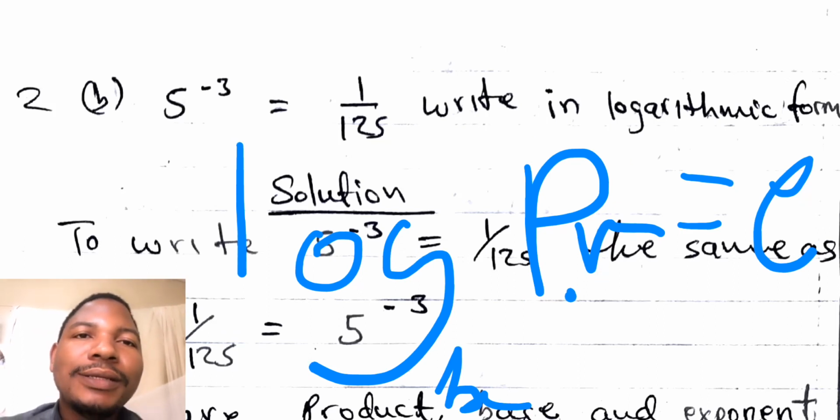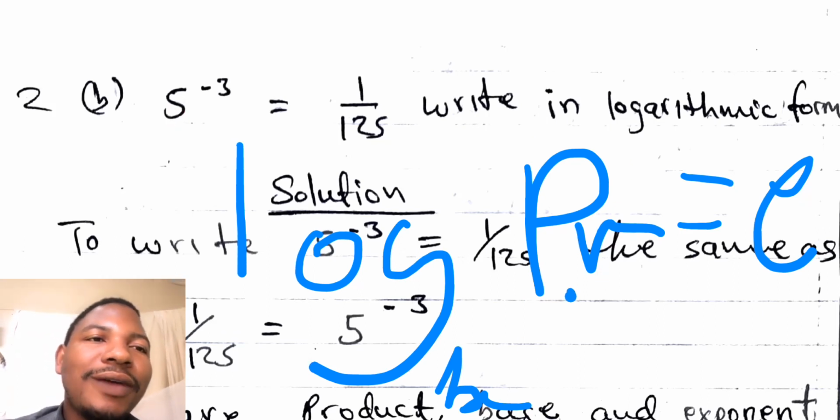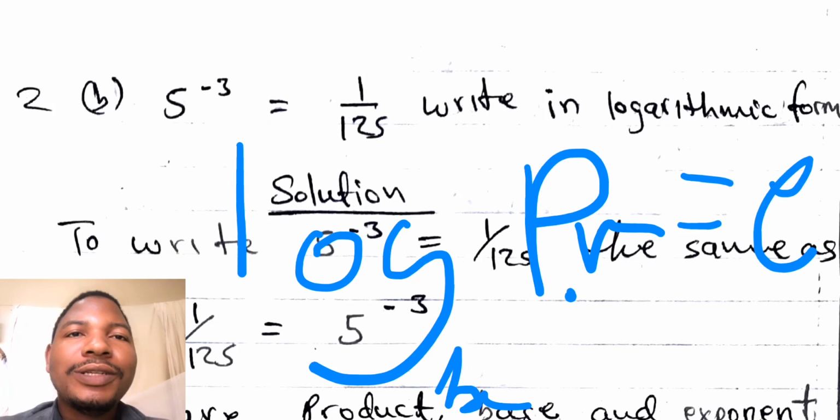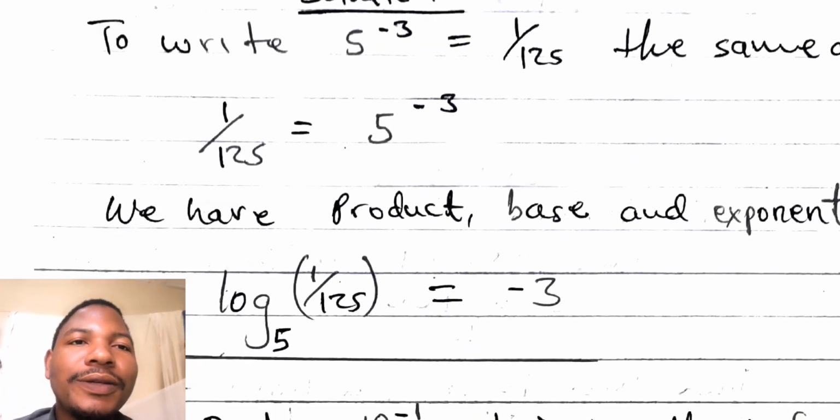Base, what is the base? The base here is 5. Base 5 is equal to exponent. What is the exponent? Our exponent is -3, is equal to -3. You are finished. It is very simple. Just to plug it. Okay?